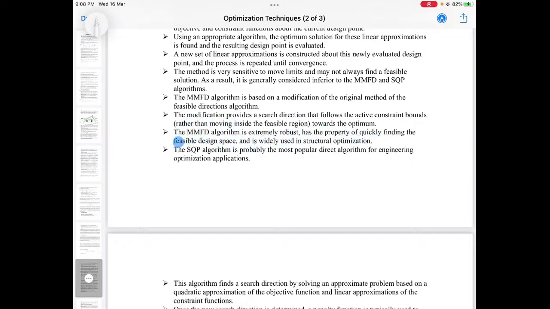The MMFD algorithm is extremely robust, has the property of quickly finding the feasible design space, and is widely used in structural optimization. There are several structural optimization problems where the MMFD algorithm can be used. The SQP algorithm is probably the most popular direct algorithm for engineering optimization applications.